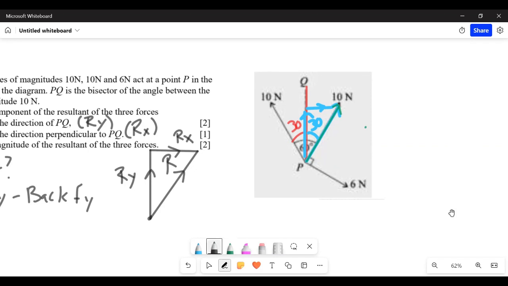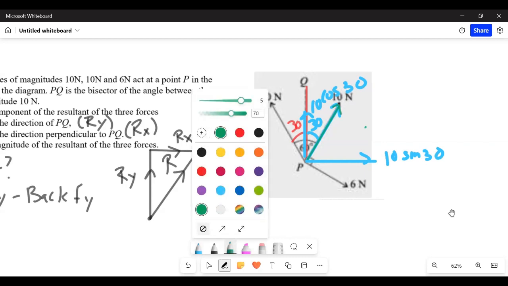With the blue one, the horizontal force is the opposite force, that is the sine force. So this is going to be 10 sine 30. But instead, I'm going to plot it here. It doesn't matter where I'm plotting it as long as it's parallel. So this is 10 sine 30, and this one is 10 cos 30.